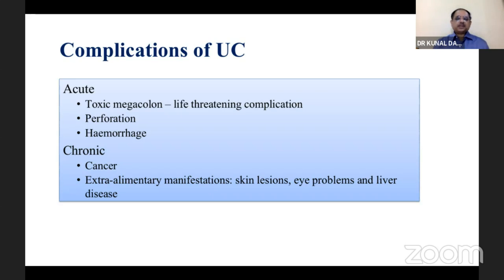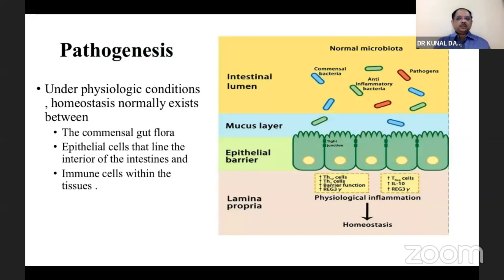The most important are the skin lesions, the eye issues, and the liver disease, which may be associated with ulcerative colitis. Next slide, please. Now, coming to a short note about the pathogenesis. Under physiological conditions, there is usually a general homeostasis. There is normal microbiota in the intestinal lumen. There is the mucus layer, there is the epithelial barrier, and there is the lamina propria. The commensal gut flora is there.